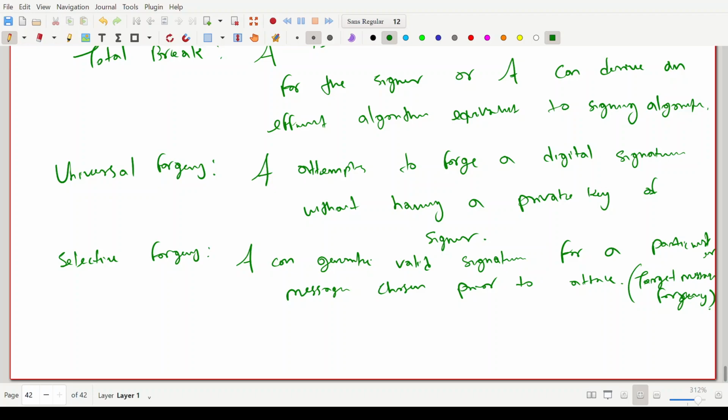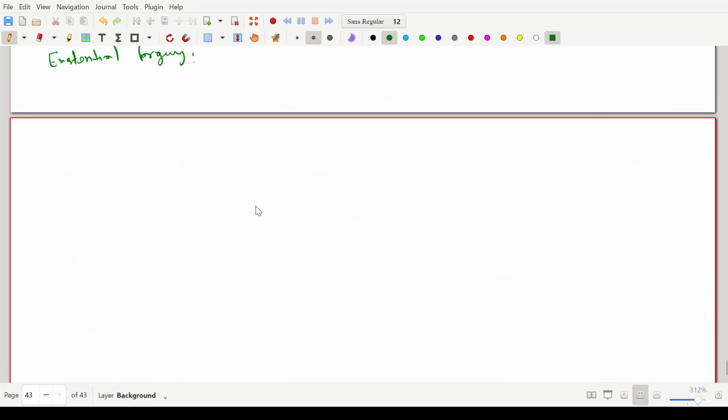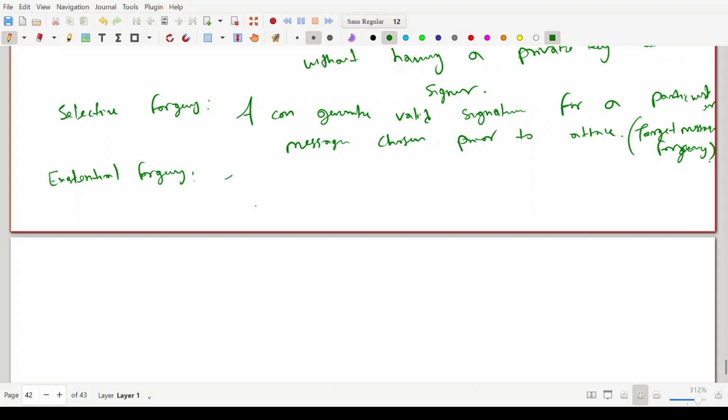Okay. Another is existential forgery. In that case, the adversary A can forge a signature for at least one message. In other words, the adversary can output at least one message-signature pair such that sigma is a valid signature on that message. So there exists a message whose signature he is able to find. That's why it is called existential forgery.